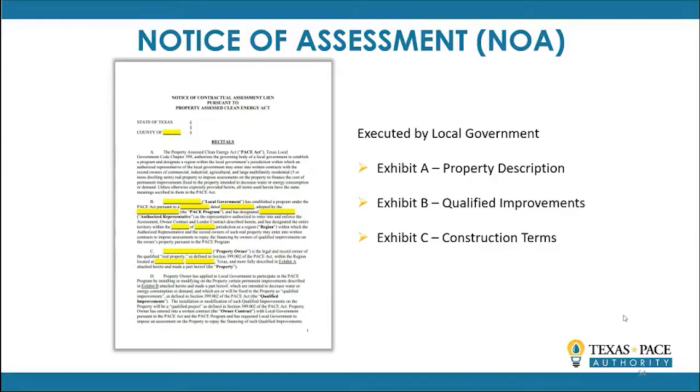Now, the property description is the legal property description. The qualified improvements are the PACE finance improvements, and then the construction terms are just your typical construction terms. As you'll see on here, neither the lender nor the owner contract are part of the notice of assessment.